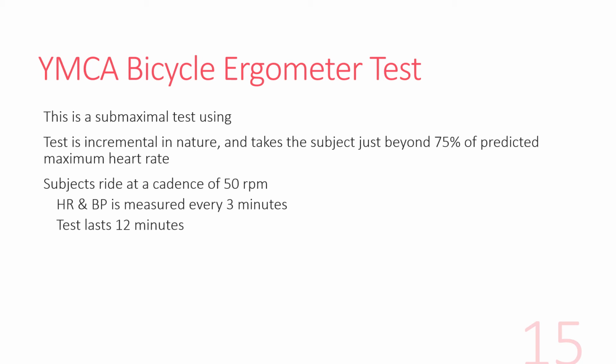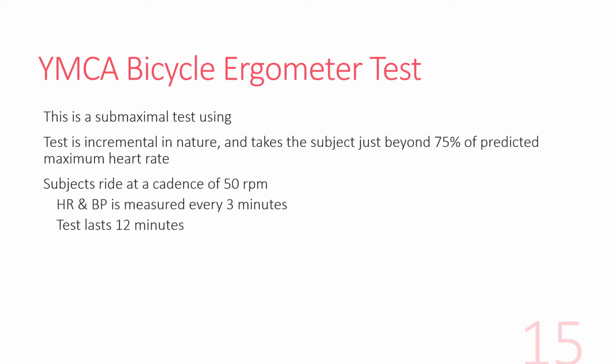I normally bike at a cadence of like 78 to 80, so 50 is super slow for a cadence. But again, for untrained people, they really want to go slow with the cadence, so this is an extremely slow cadence. We're going to measure heart rate and blood pressure every 3 minutes. The test lasts for 12 minutes.